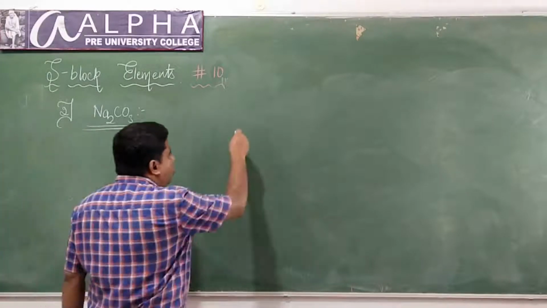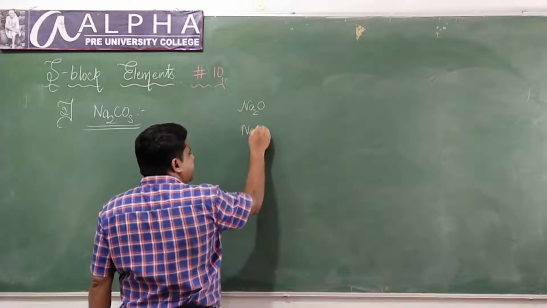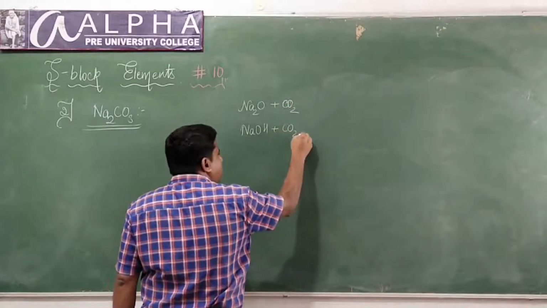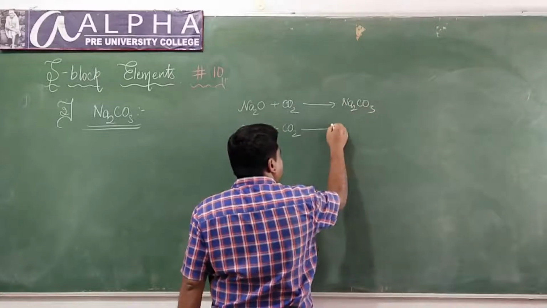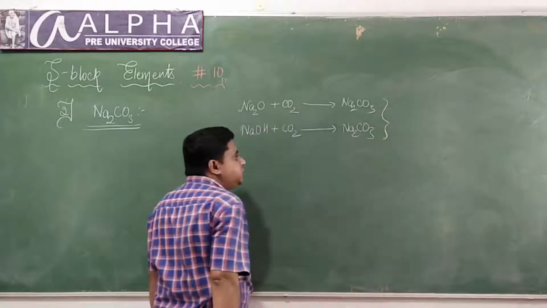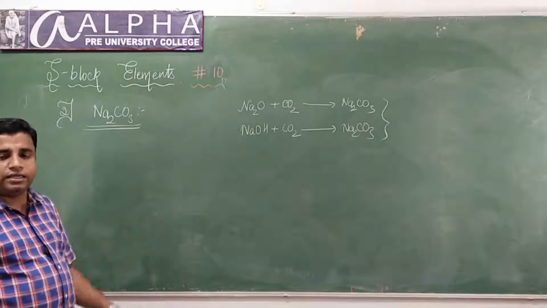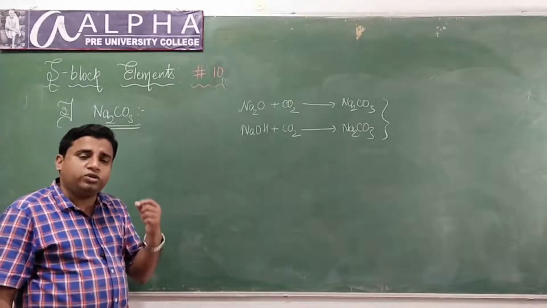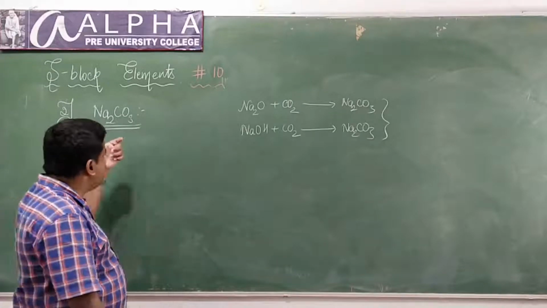I told you, if sodium hydroxide or sodium oxide reacts with carbon dioxide, obviously they form sodium carbonate. We have already learned these methods of preparation of carbonates. But in our NCERT textbook, we have the easiest and most beneficial method for the preparation of sodium carbonate.